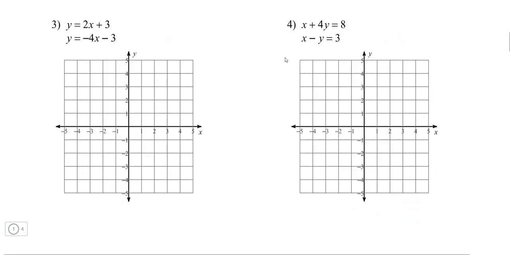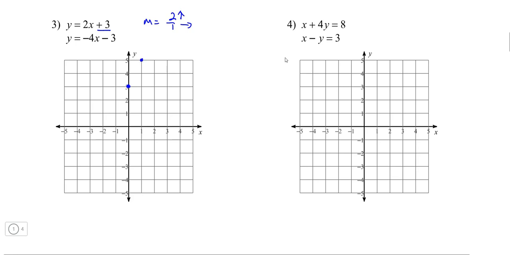All right, let's take a look at problem number 3. So our first equation is y equals 2x plus 3. Let's go ahead and do it. Our y-intercept is positive 3. That goes right here, positive 3 on the y-axis, and our slope is positive 2. So again, up 2, right 1.